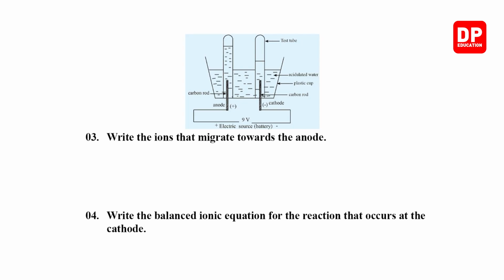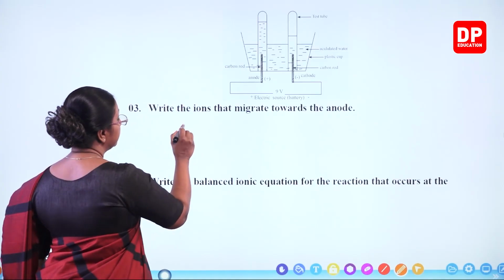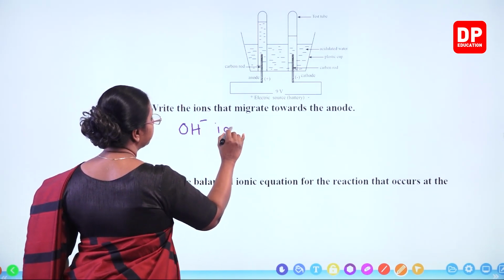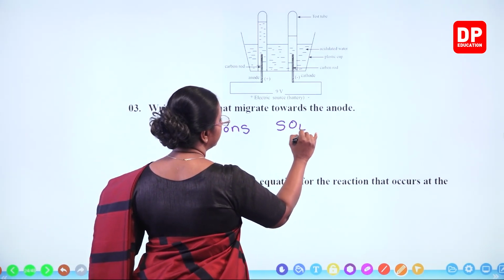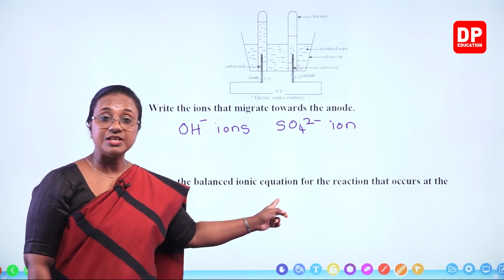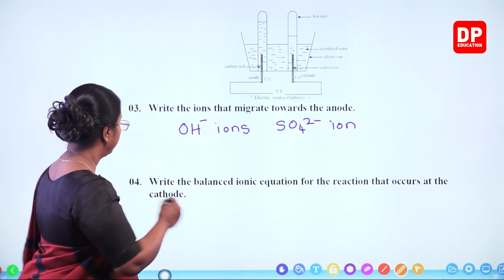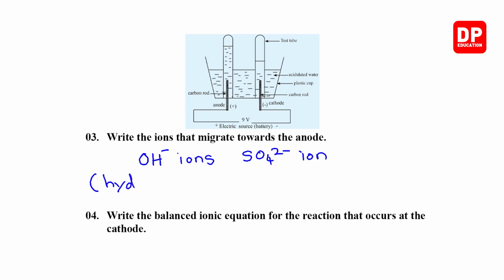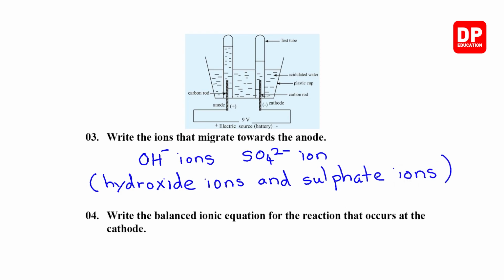Third part, write the ions that migrate towards the anode. Anode is the positive electrode, so the negative ions, the anions, migrate towards it. That is OH minus ions and SO4 2 minus ions, that is sulfate ions. You can write it as hydroxyl ions and sulfate ions also. If you want to write the name, hydroxide ions and sulfate ions. That way also you can write.